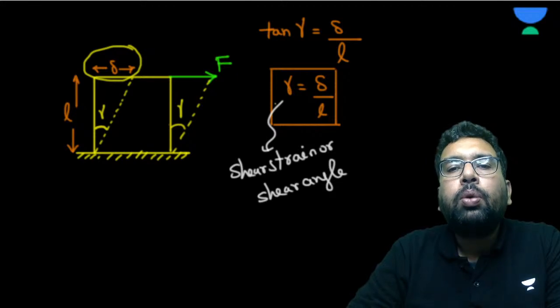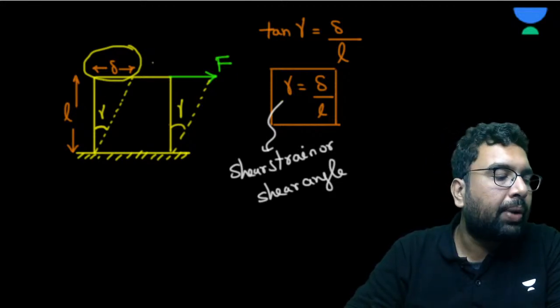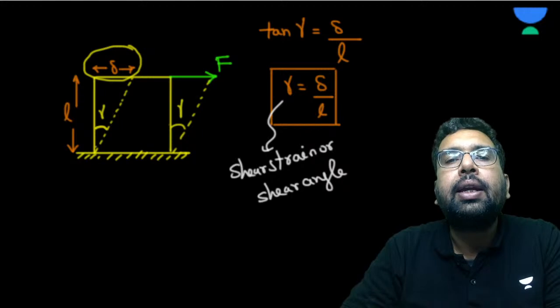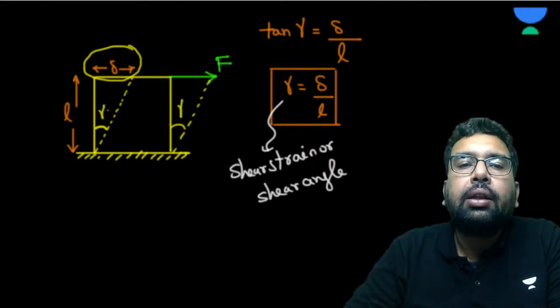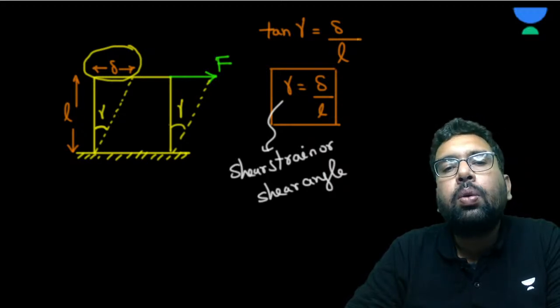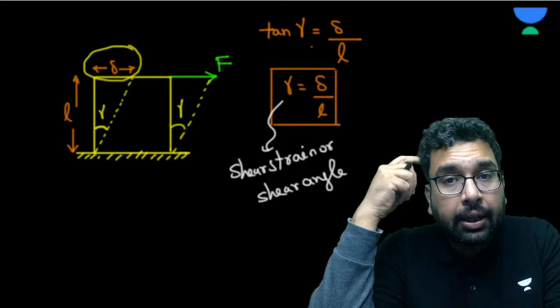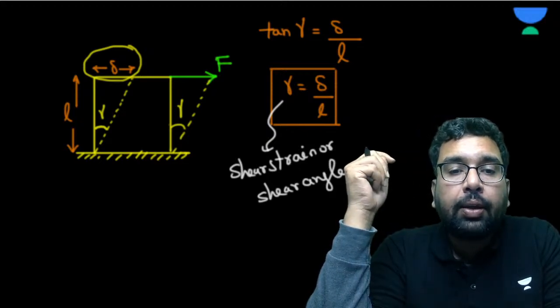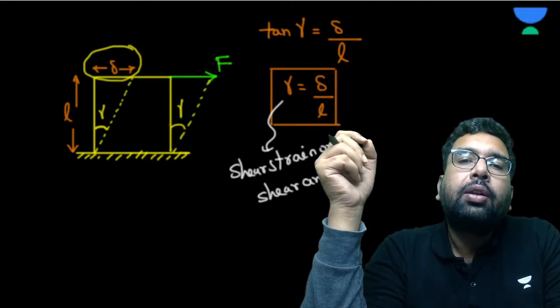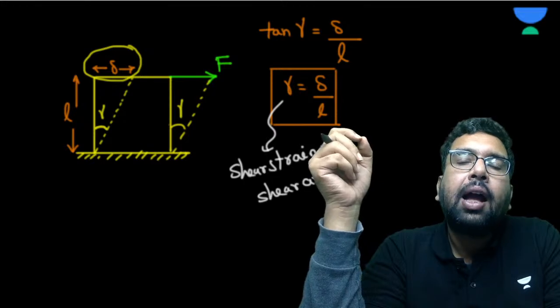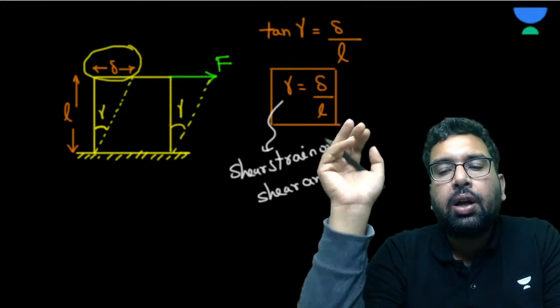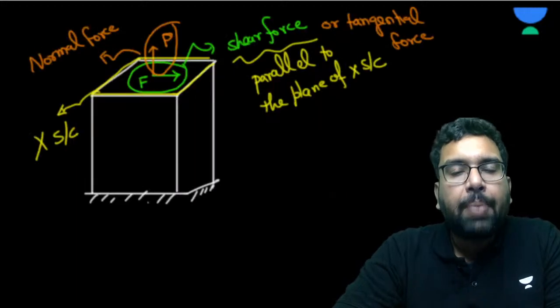Now, if this force is applied like this, the surface will show some displacement. When we talk about the shear strain, if you apply a little trigonometry here, this is the angle, this is the perpendicular and this is the base. So we know that tan gamma is perpendicular upon base, that is delta by L. For small angles, tan gamma becomes gamma itself, so gamma becomes delta by L.